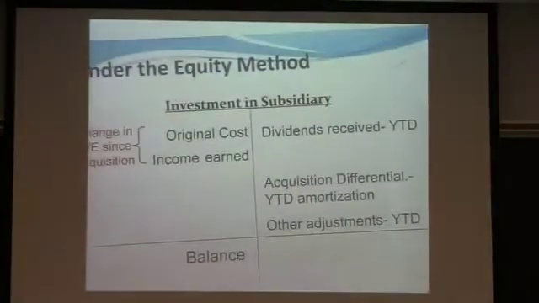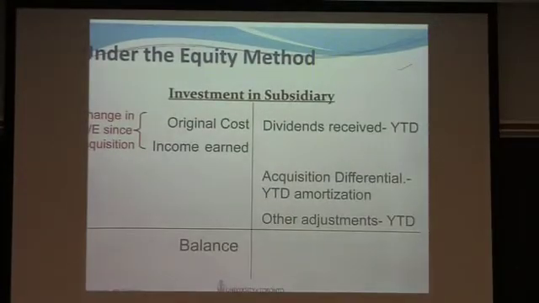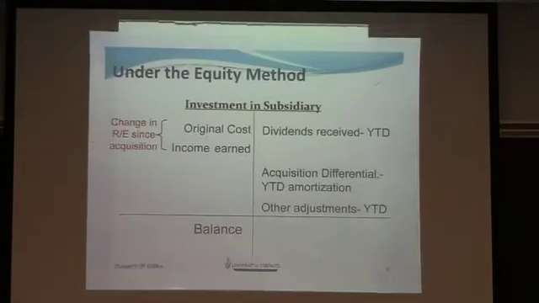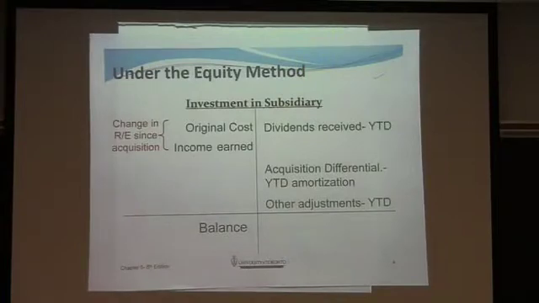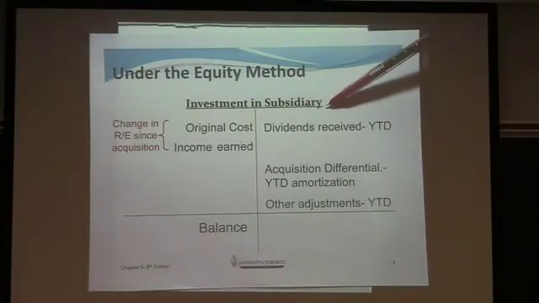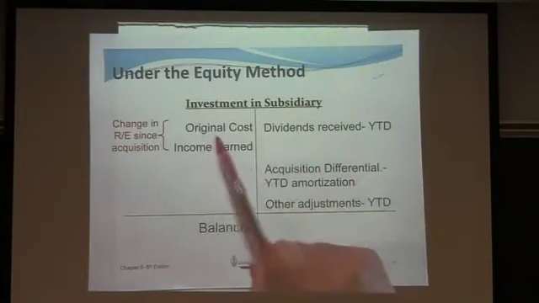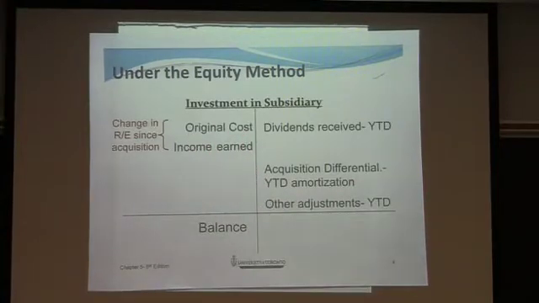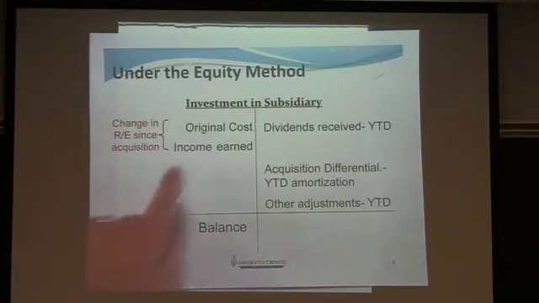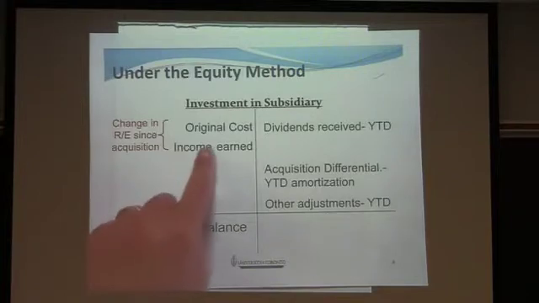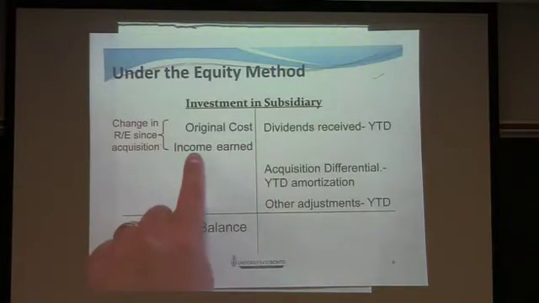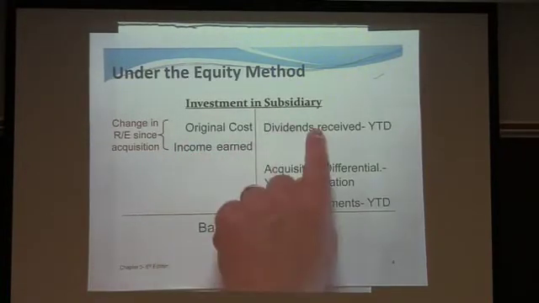There's a couple of points that I wanted to talk about. In your lecture notes, you saw something that you've seen before: the investment in subsidiary, which in our case is small. We're going to debit the original cost. This is what we bought. That's the first entry that we saw in part A to this question. And then you'll notice that we're going to add all of our income earned and dividends received.